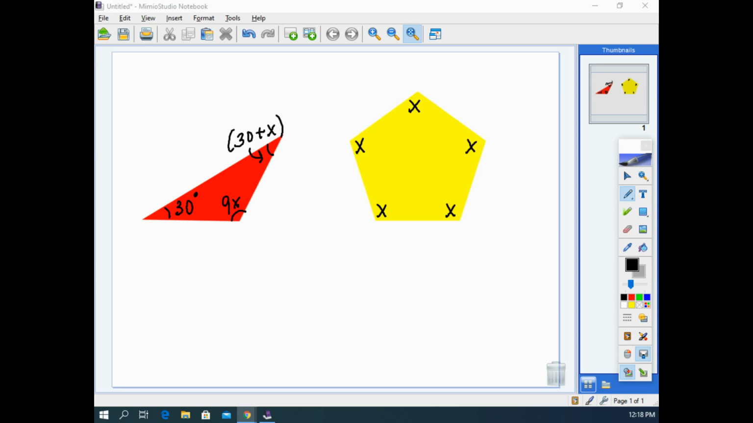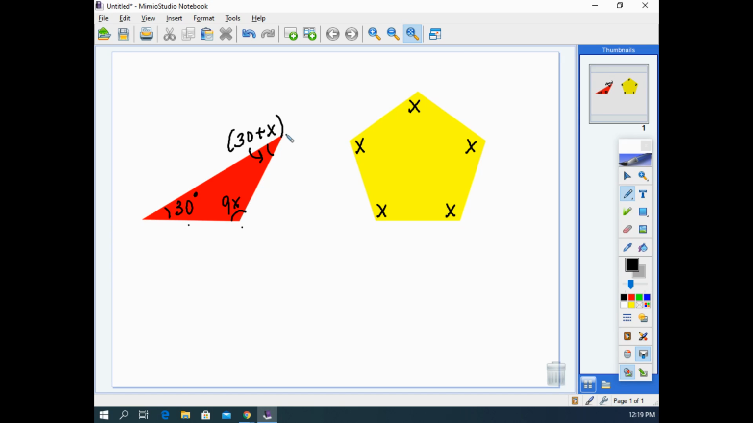Okay, now I'm going to show you how to find a missing angle measurement or a variable in the equations to find the angles of a polygon. So for example, I have a triangle here, but as you can see, I don't know all the angle measurements. One of them is 30 degrees, one of them is 9x, and the other one is 30 plus x.